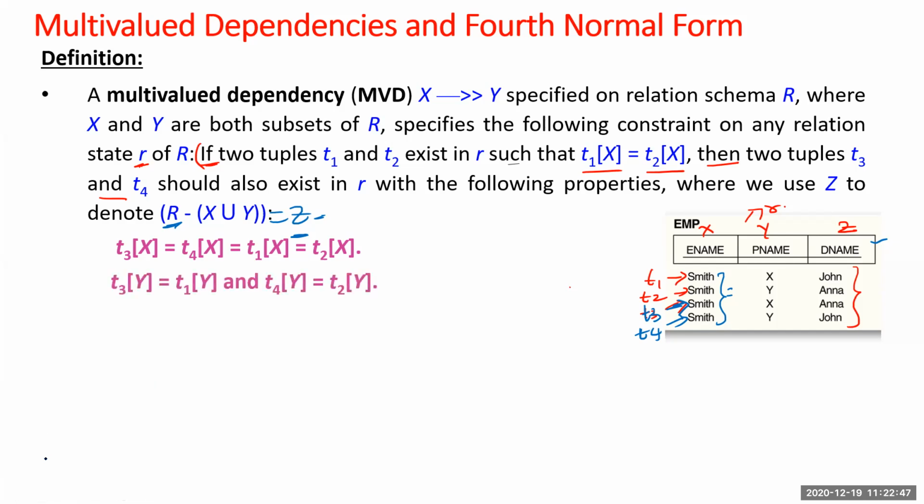Then what will be my next condition? My next condition is, if these four attributes of X are equal, then T3 of Y should be equal to T1 of Y, and T4 of Y is equal to T2 of Y. This is X equal to X, and this is Y equal to Y. Correct? This is also true.